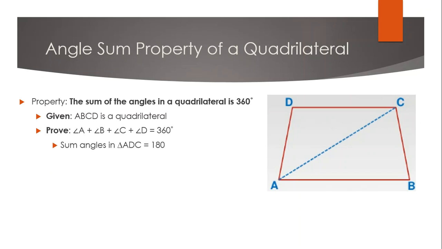Well, we know that the three angles in a triangle always add up to 180 degrees. So we have a triangle ADC. We know that's 180 degrees. And we know that triangle ABC is 180 degrees. When you put those two triangles together, we have proven that the sum of the angles in that quadrilateral is 360, because 180 plus 180 is 360.